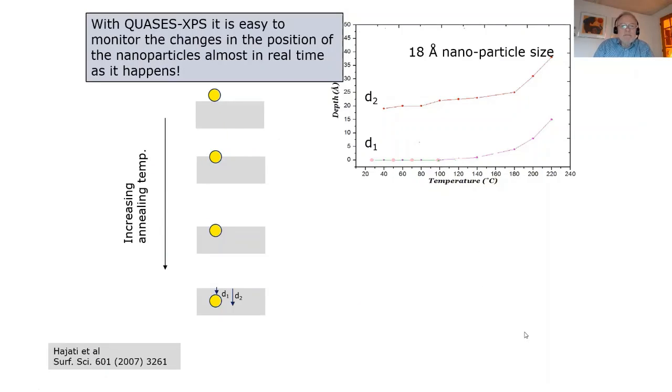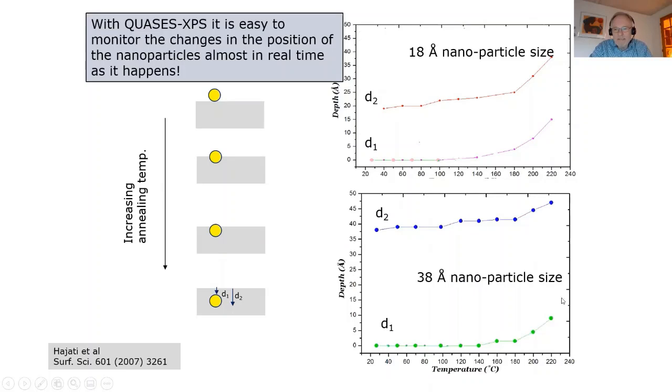And it's easy to follow this as a function of time and temperature as the sample is annealed. Here's the result for one of them, and here's the result for a larger nanoparticle. All published in this reference.